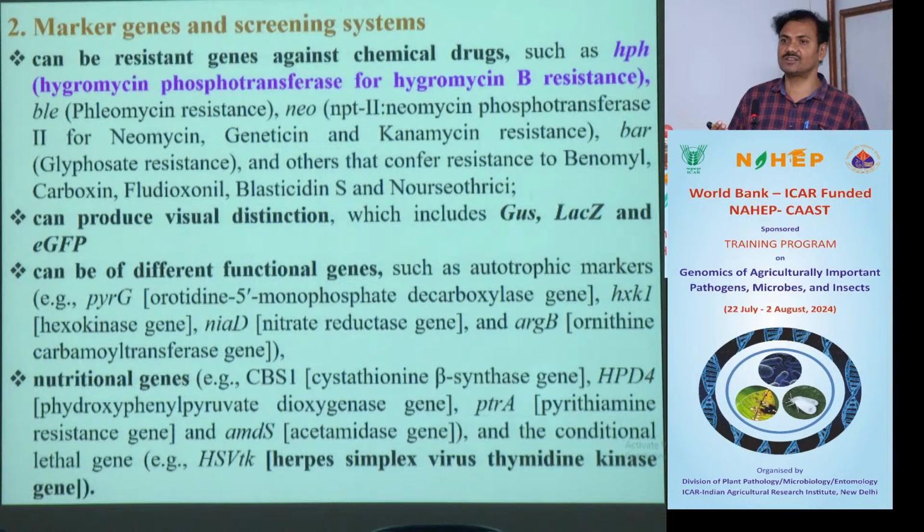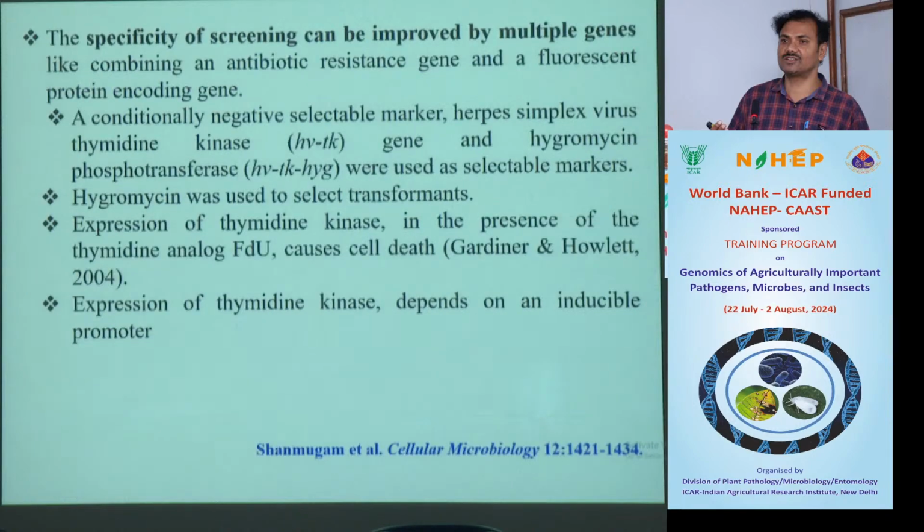Normally, a positive marker means the transformants will be selected in the presence of the chemical or whatever it may be, whereas in this case, in the presence of that compound, the transformants will die, they won't survive, because the thymidine kinase will utilize these analogs, and that will cause death of the transformant cells. So this is a negative selection marker, which is also very commonly used.